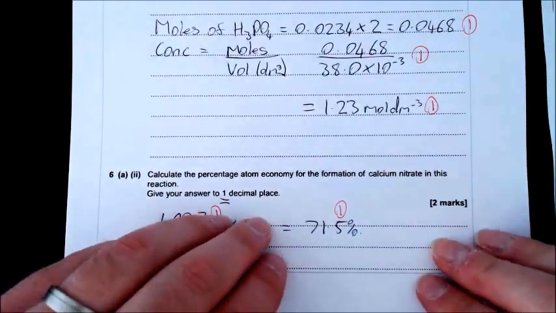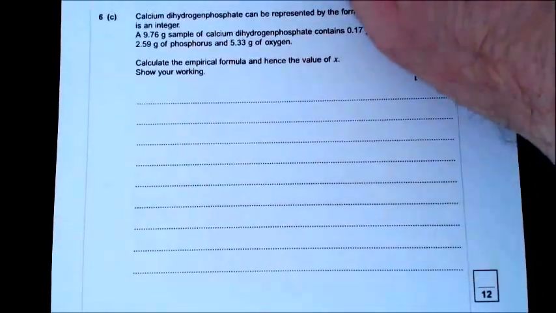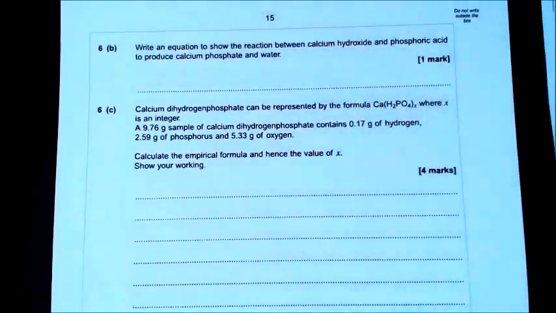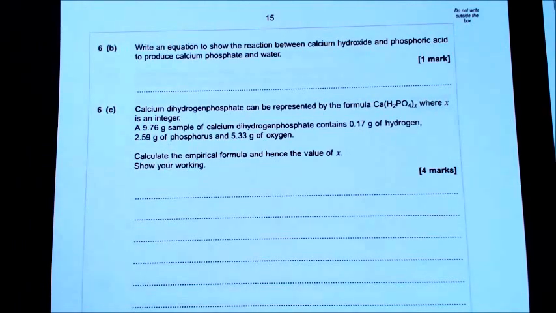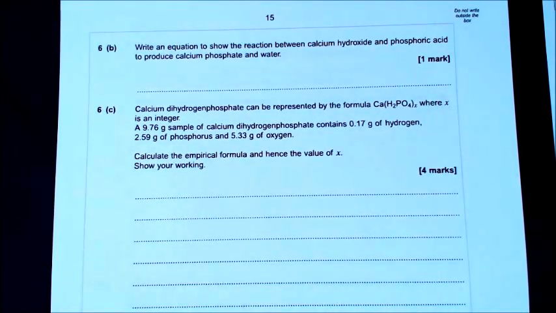Okay, so let's continue on with question 6. So move that one out of the way. Right. So we have 6b, and it's asking us to write an equation to show the reaction between calcium hydroxide and phosphoric acid to produce calcium phosphate in water. This is quite a tricky equation. There's a lot going on here, and you really need to know your chemical formula for this.